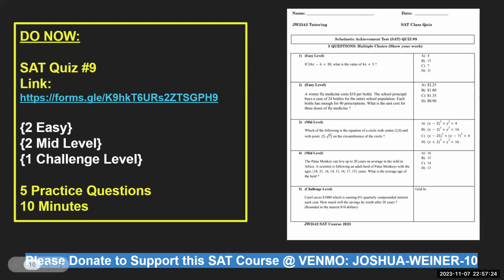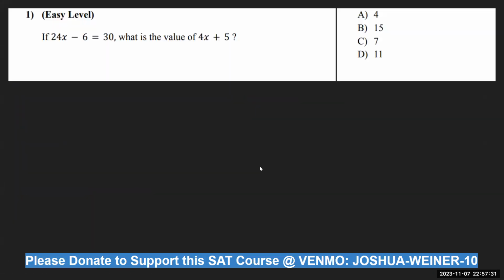And what we'll do now is go over the 5 questions, and I'll show you a technique to solve each one in less than 2 minutes. All right, so for question number 1, we have easy level. If 24x minus 6 equals 30, what's the value of 4x plus 5?